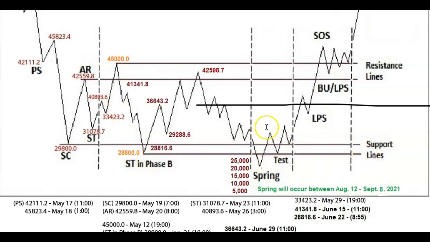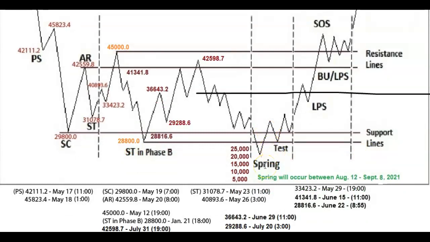I also changed this because this was the bottom number of the support lines that was set back here in January 21st at 1800 hours. So I changed these colors just so you could see where the top of the resistance line is, or was, that Wyckoff would have given us, which was back on May 12th, and the bottom of the support line. And so you can see these red numbers are actually the numbers that we've been hitting.